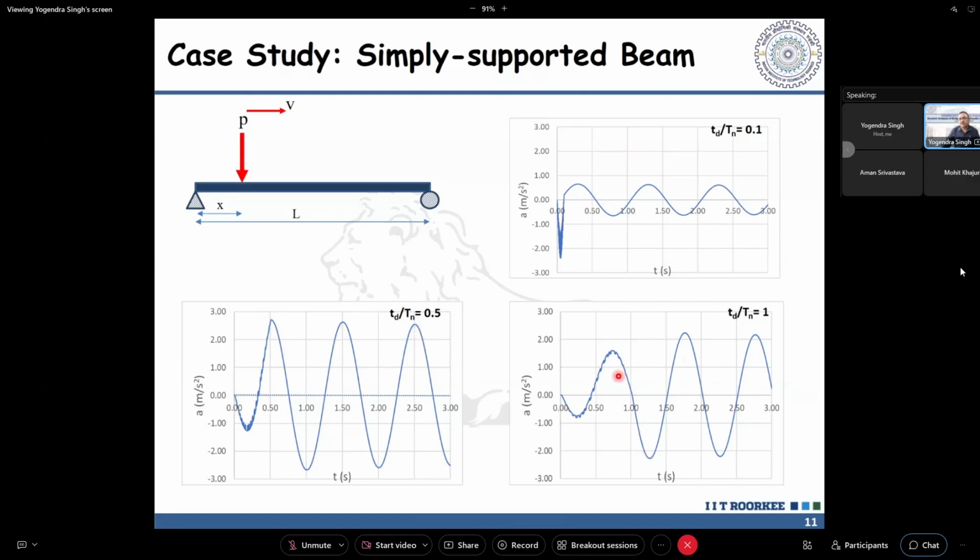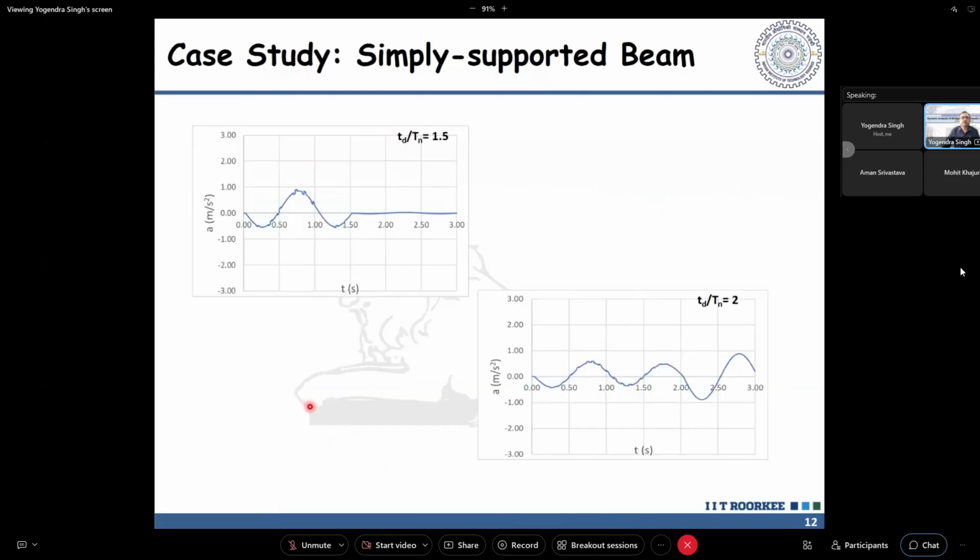And when the TD by TN is increased, that means the velocity is reduced further. We can see that still there are higher accelerations, but these accelerations are not as high as TD by TN equal to 0.5. Then when the TD by TN is increased further, that means the load is moving slowly, the acceleration reduces further. And you can see as the velocity becomes smaller and smaller, the acceleration of the bridge goes on reducing.